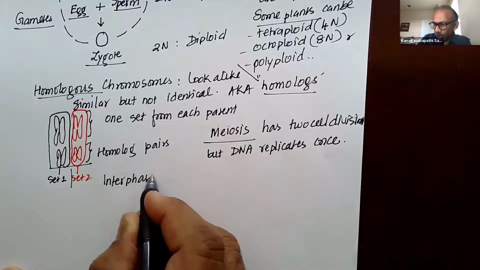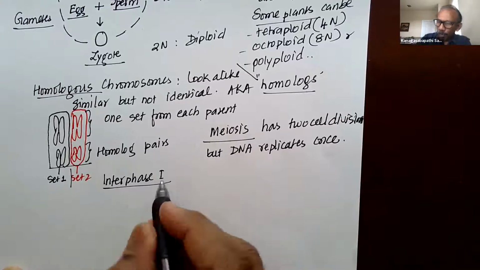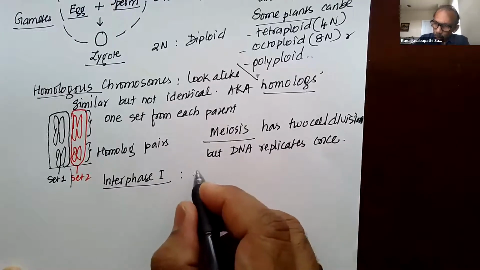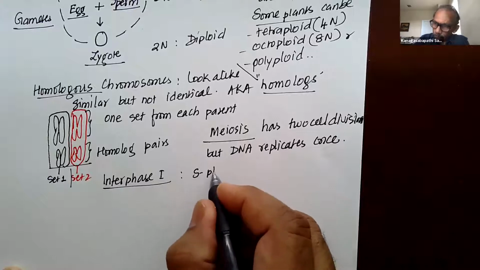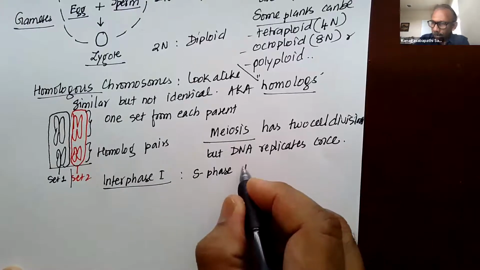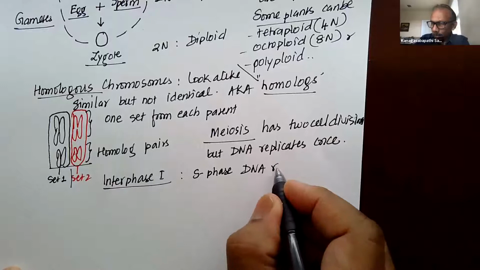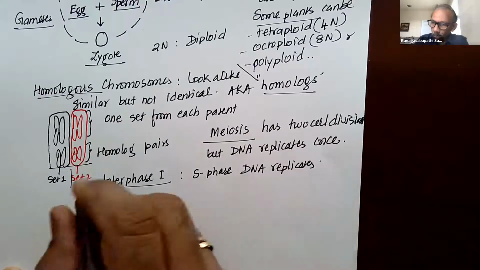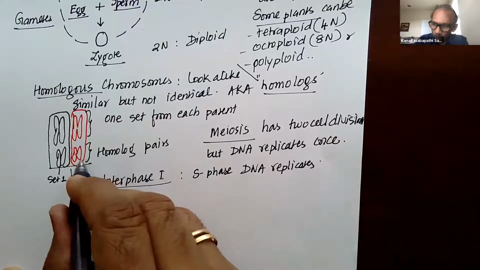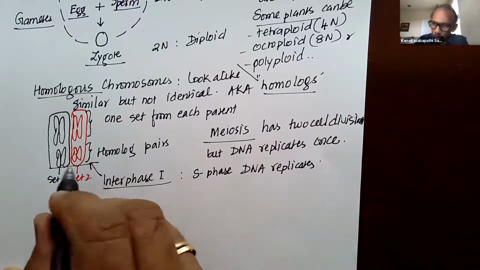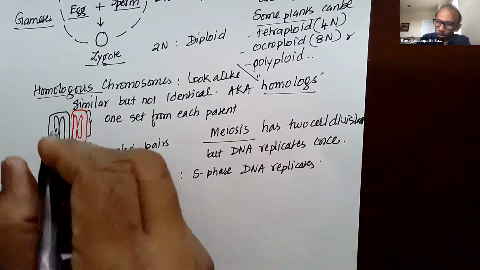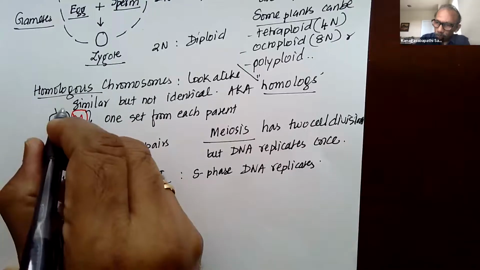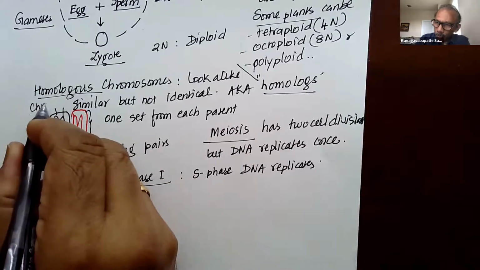In interphase 1, in S phase, the DNA replicates. That's where they will have this set of chromosomes. Each of them has 2 chromatids. So these are the chromatids.